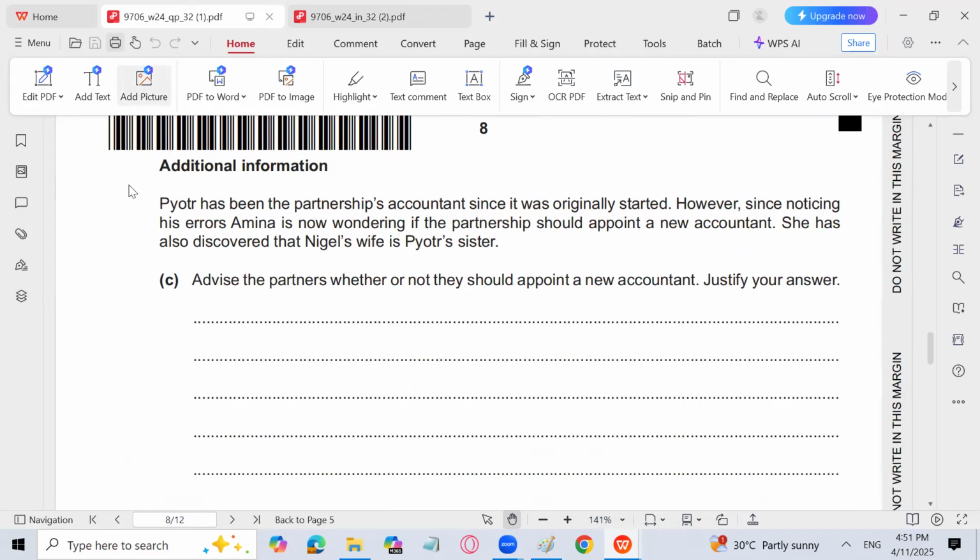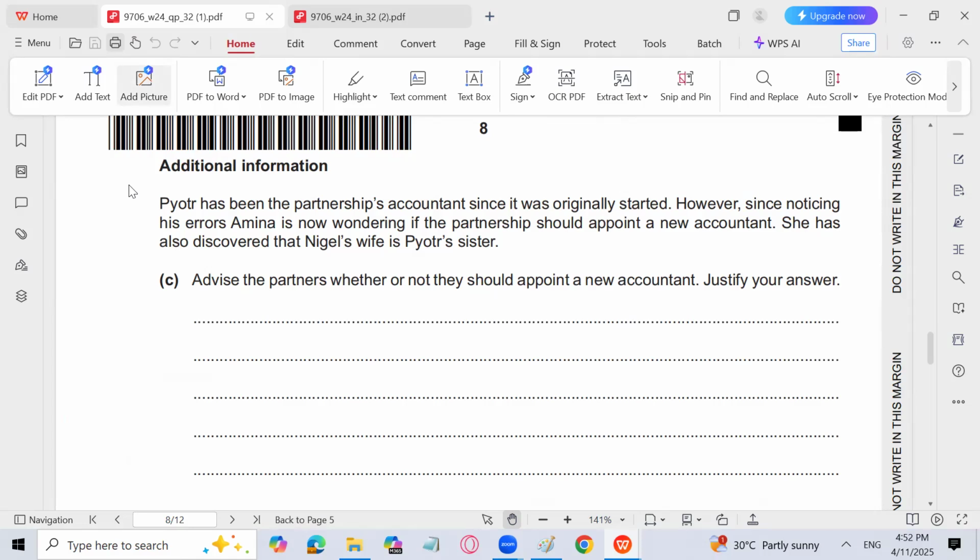Peter has been the partnership accountant since it was originally started. However, since noticing his errors, Amna is now wondering if the partnership should appoint a new accountant. She has also discovered that Nigel's wife is Peter's sister. Advise the partners whether or not they should appoint a new accountant. Justify your answer. Because she is Nigel's wife, she can go for some kind of fraud with Nigel. She will try to give him more profit, or try to assist Nigel in the partnership. Maybe secrecy will not be maintained because his own sister is there.